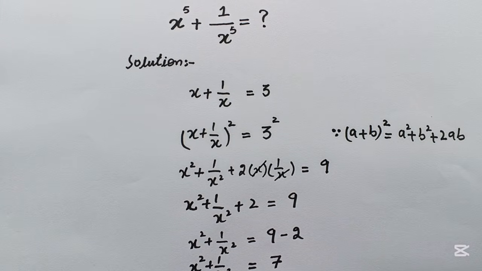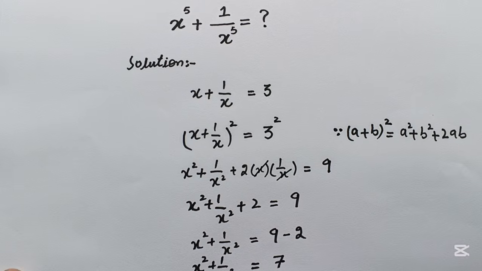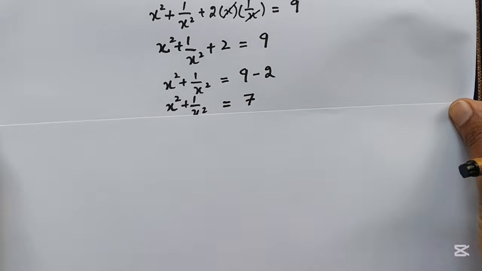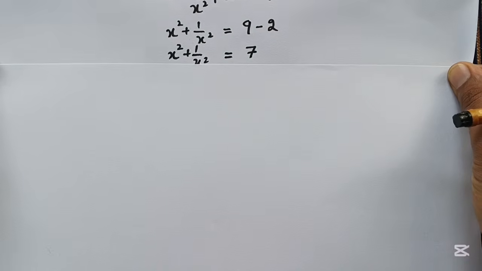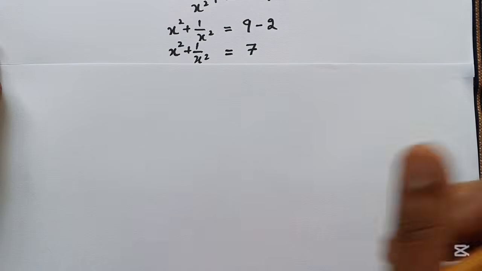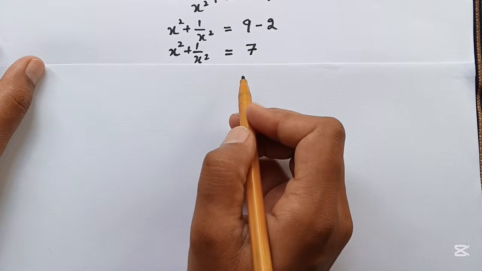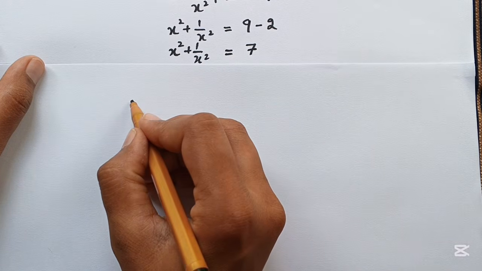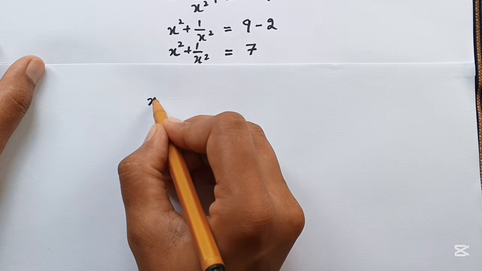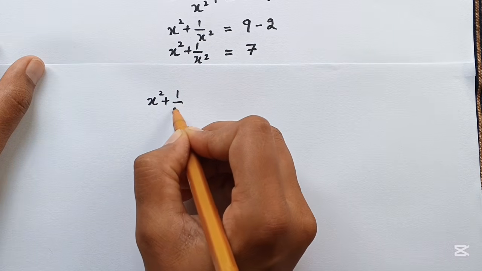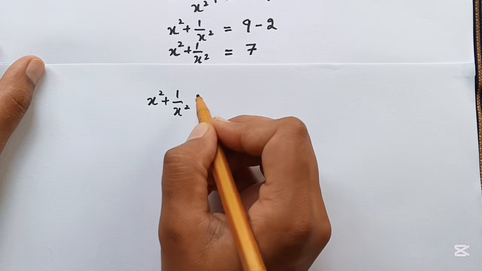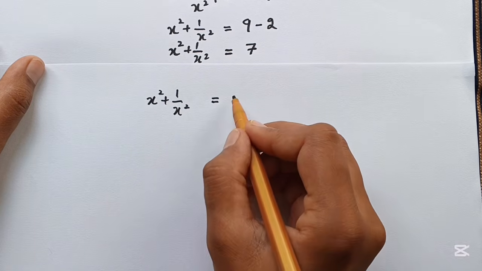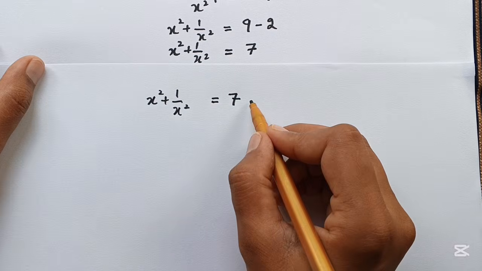This is our first equation. x square plus 1 over x square equal to 7.